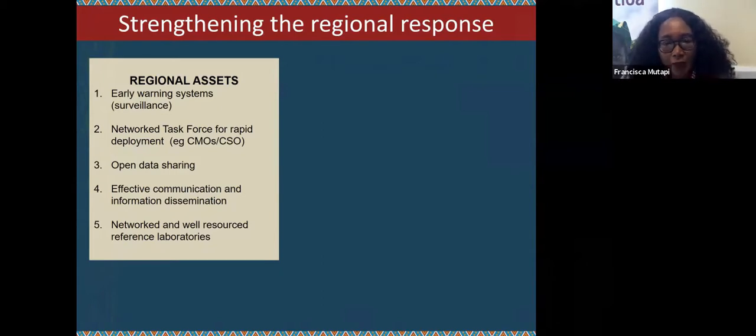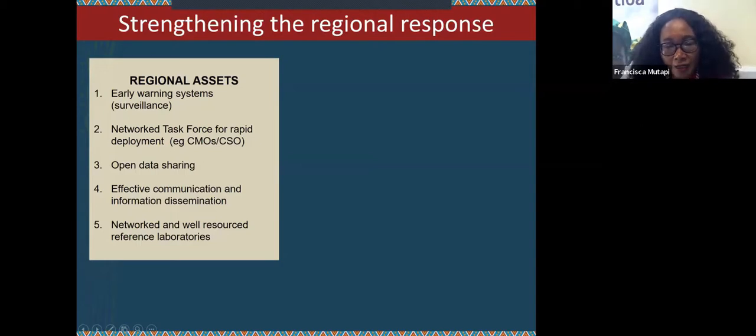So how do we do that? Well, we need to ensure we have early warning systems. So this is surveillance at regional level. We also need a networked task force for rapid deployment. This includes people like the chief medical officers and the chief scientific officers. I noticed my colleague, Professor Katerere, also mentioned the requirement of this networked personnel task force.